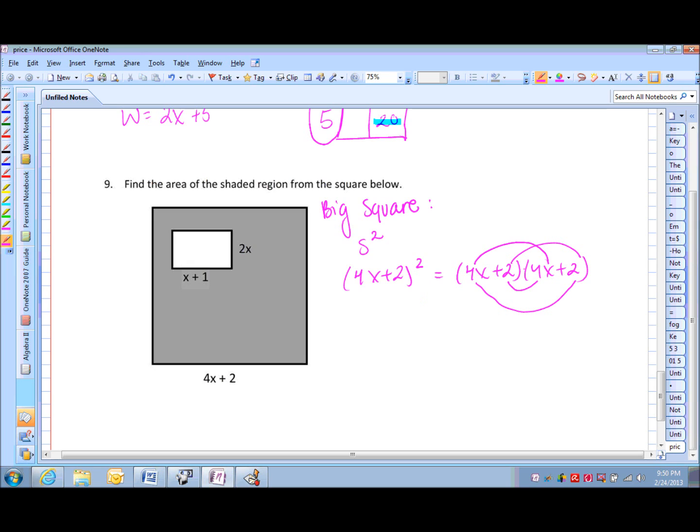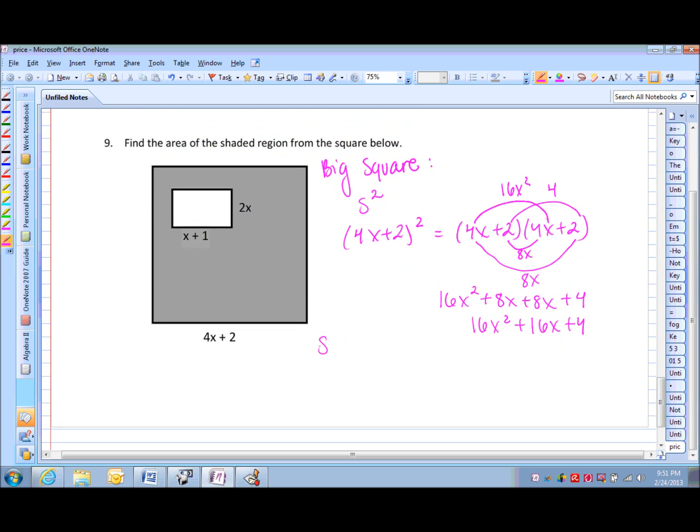So, when I multiply my first two terms together, I get 16x squared. Or you can write it up here, 16x squared. Let's try that method. And then the outside two terms, 4x times 2 is 8x. My inside two terms is also 8x. And then my last two terms is 4. So I have 16x squared plus 8x plus 8x plus 4. And when you combine like terms, you get 16x squared plus 16x plus 4. So that is the area of the bigger square.